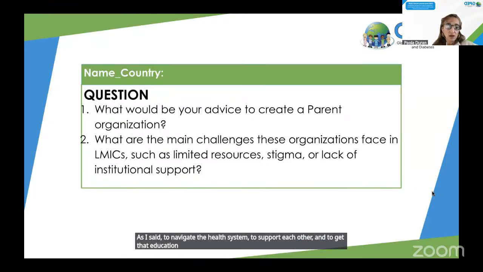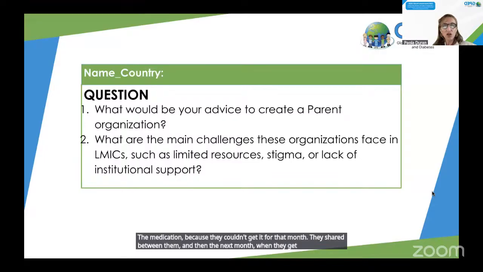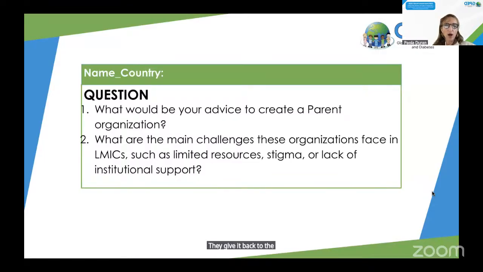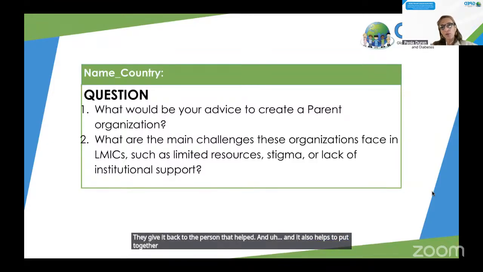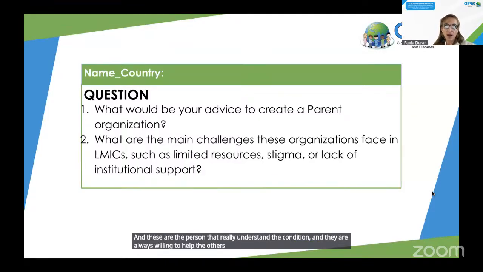And even in Colombia, what happened is that sometimes if they don't have the medication because they couldn't get it for that month, they share it between them, and then the next month when they get the medication, they give it back to the person that helped. And it also helps to put together the families that are more wealthy and the families that have more difficulties. And these are the persons that really understand the condition, and they are always willing to help the others. And I've found that very powerful.